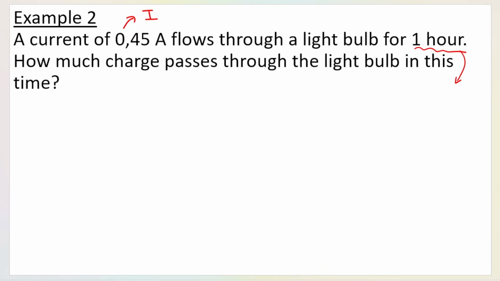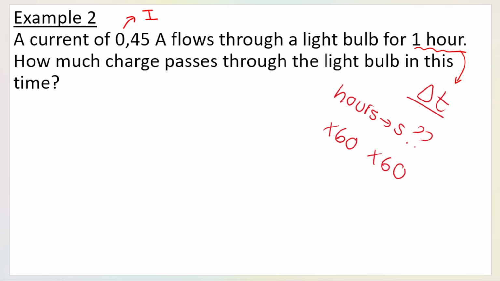A current of 0.45 amperes, so they're giving me I, flows through a light bulb for 1 hour. This is obviously time, but time is given in hours here. It must be given in seconds. How do we convert hours to seconds? I hope you know that you need to go from hours to minutes, which is times 60, and then minutes to seconds, which is times 60 again. So to go from hours to seconds, you times by 3,600.